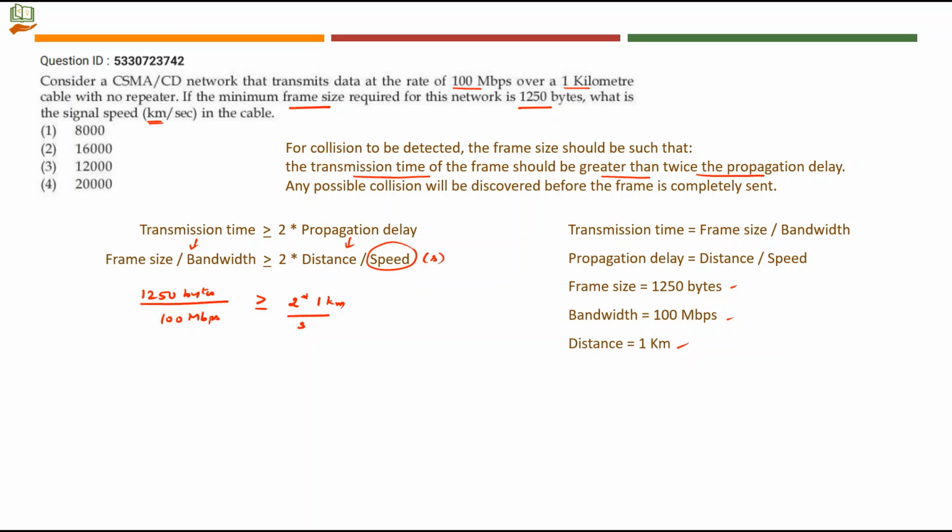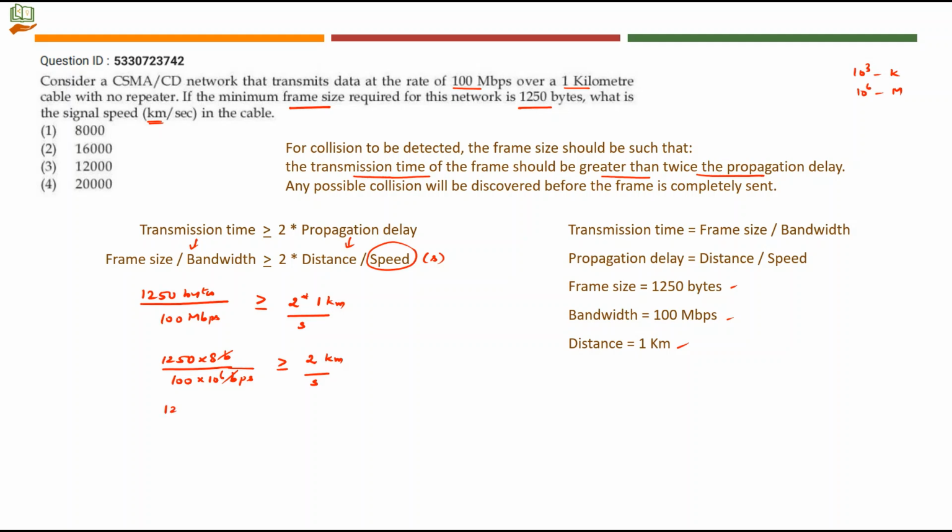In the denominator we have megabits but here it is bytes. So what we will do, 1250 into 8. I am just converting them to bits, divided by 100 into mega, which will be 10 to the power 6. So we know 10 to the power 3 is K and 10 to the power 6 is M. This is bits per second greater than or equal to 2 into 1, which is actually 2 kilometer divided by S. So here we can cancel bits and bits.